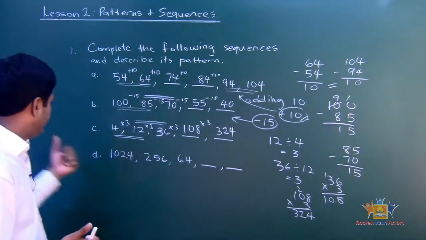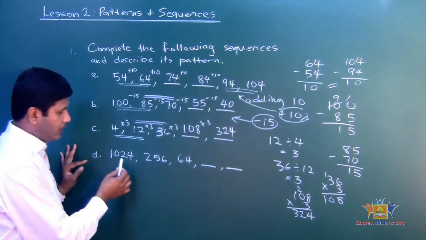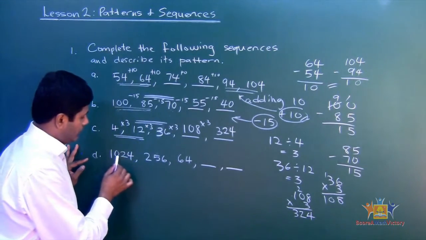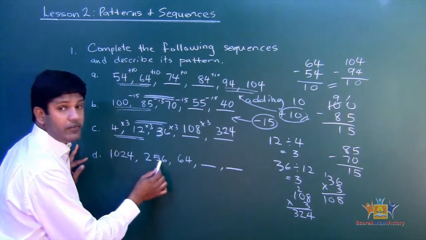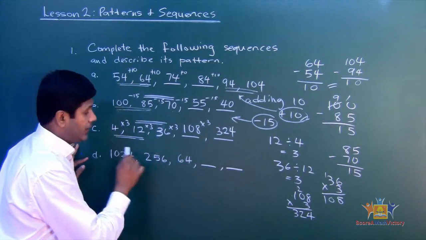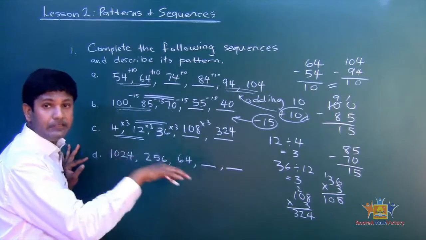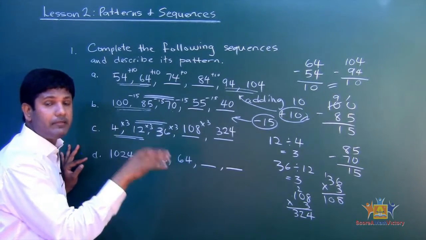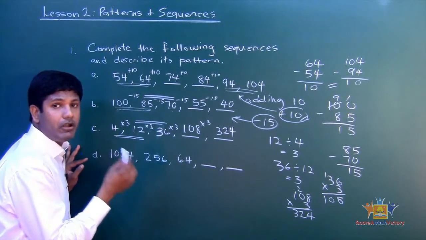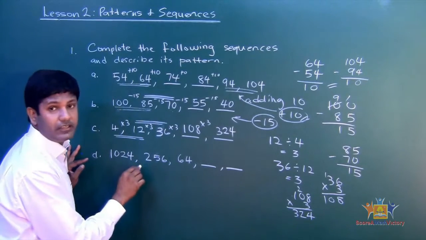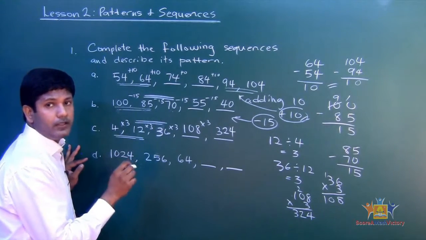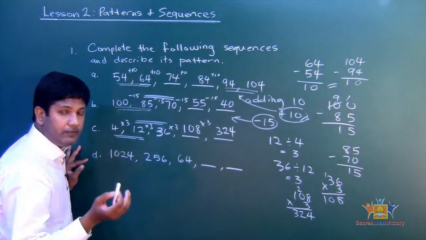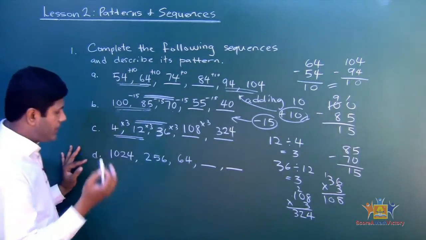Now let's look at the D. Look at that. The numbers are 1024, 256, 64. It's going which direction? It's decreasing. It's not increasing. That means it cannot be what? Addition or multiplication, because the number is decreasing. So what could it be? Either division or subtraction.